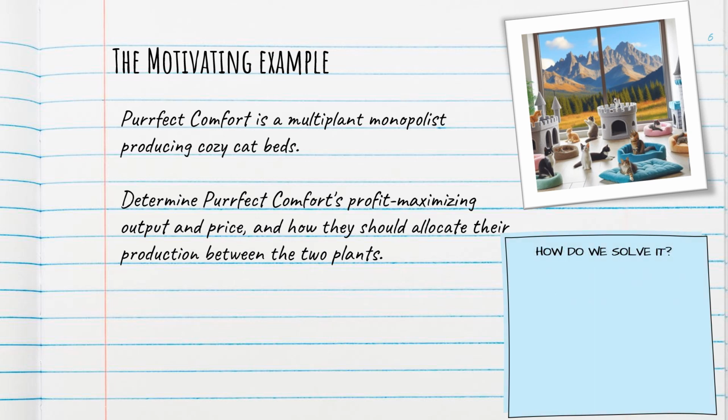How are we going to solve this question? Well, it turns out because of the constant marginal cost in plant 2, we are just going to directly apply the optimality condition, which says we need the marginal cost in plant 1 to equal the marginal cost in plant 2 to also equal marginal revenue.